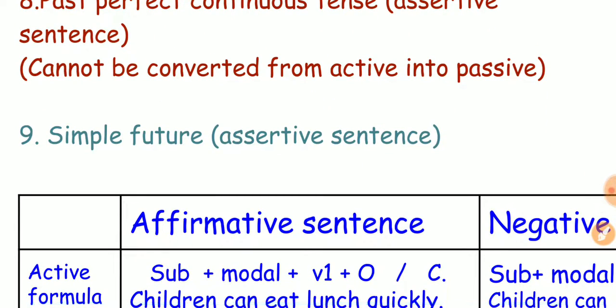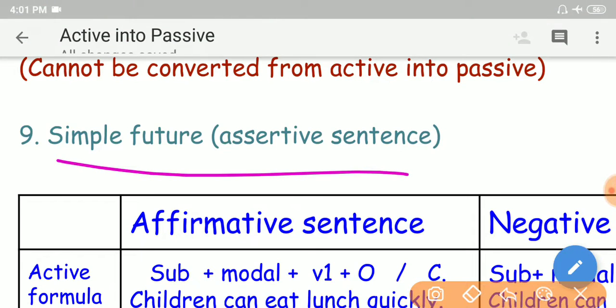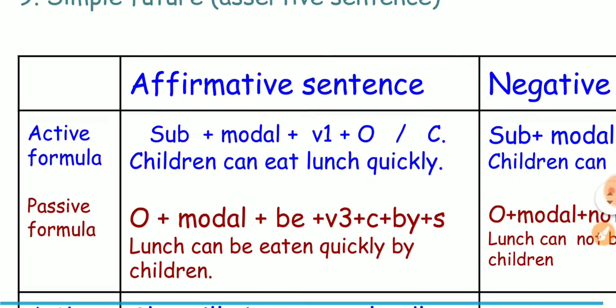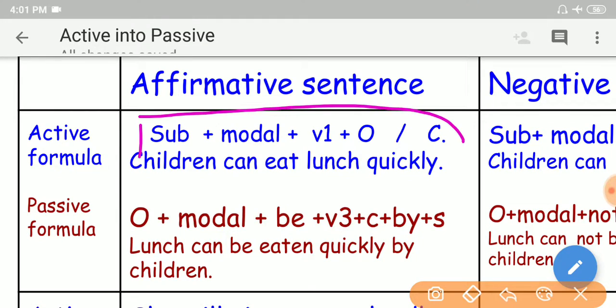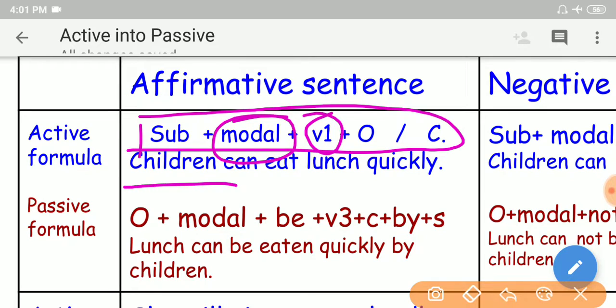So like that, simple future. Here simple future is there, just you can go and see. What is the formula of simple future? Subject plus modal plus V1 plus object or complement. Here the example is children can eat lunch quickly. Any modal you can use, the same rule applies. So what is the passive formula of simple future tense?